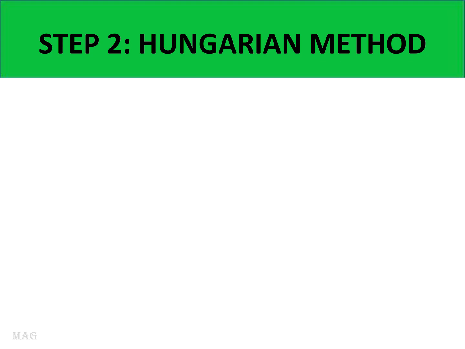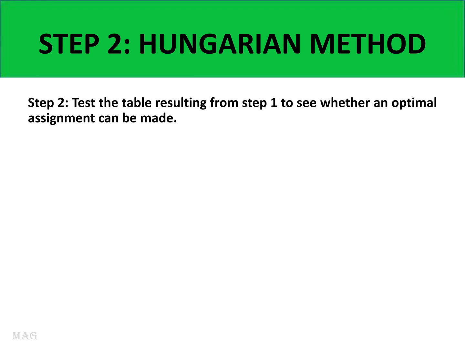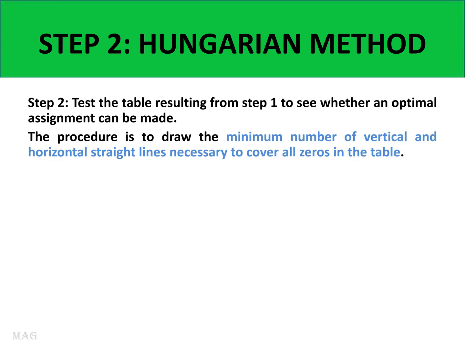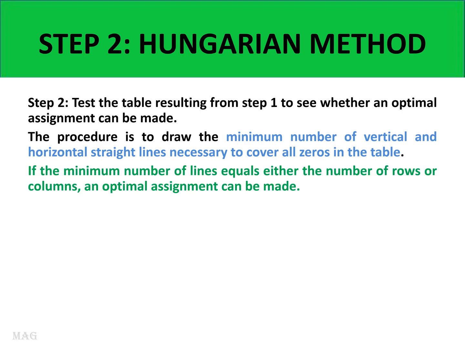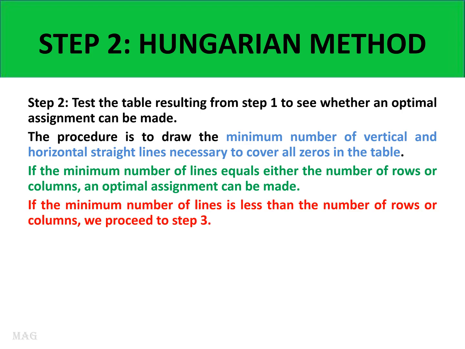The table obtained in step 1b is called the opportunity cost table. We shall use that table in step number 2 to see whether an optimal assignment can be made. The procedure is to draw the minimum number of vertical and horizontal straight lines necessary to cover all the zeros in the opportunity cost table. If the minimum number of lines equals either the number of rows or columns, an optimal assignment can be made.